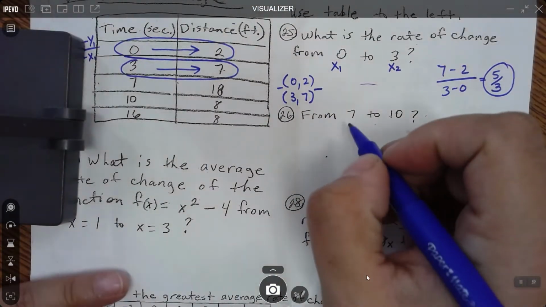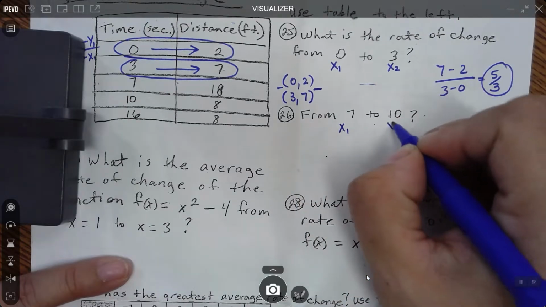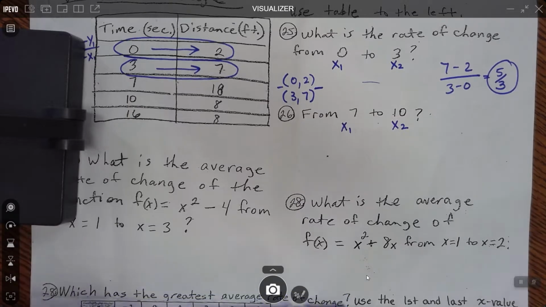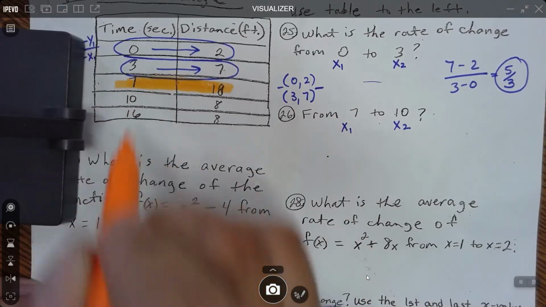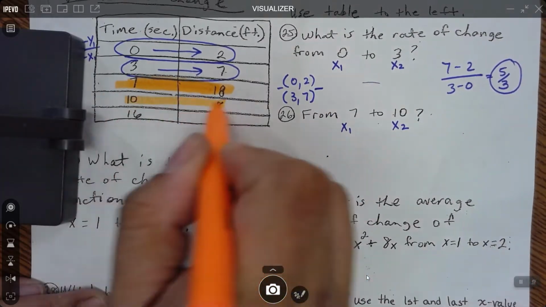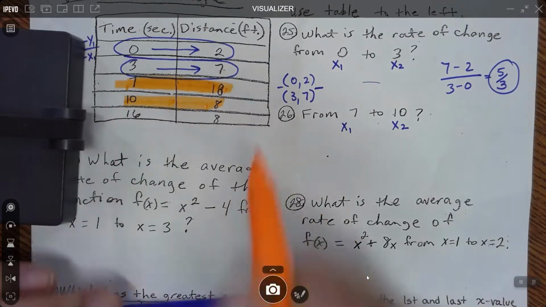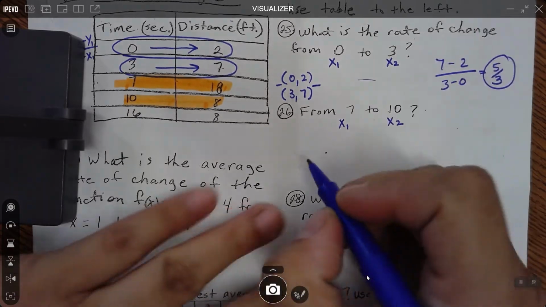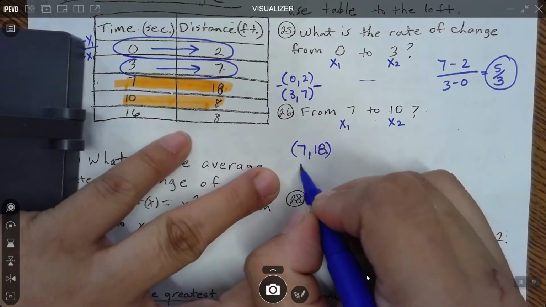All right, let's do this from 7 to 10. So x1 is 7 and x2 is 10. Let me grab a different color. So this is the first point, and this is the second one, right? Because 7 is mapped to 18, and 10 is mapped to 8. So we have 7, 18, 10, 8.